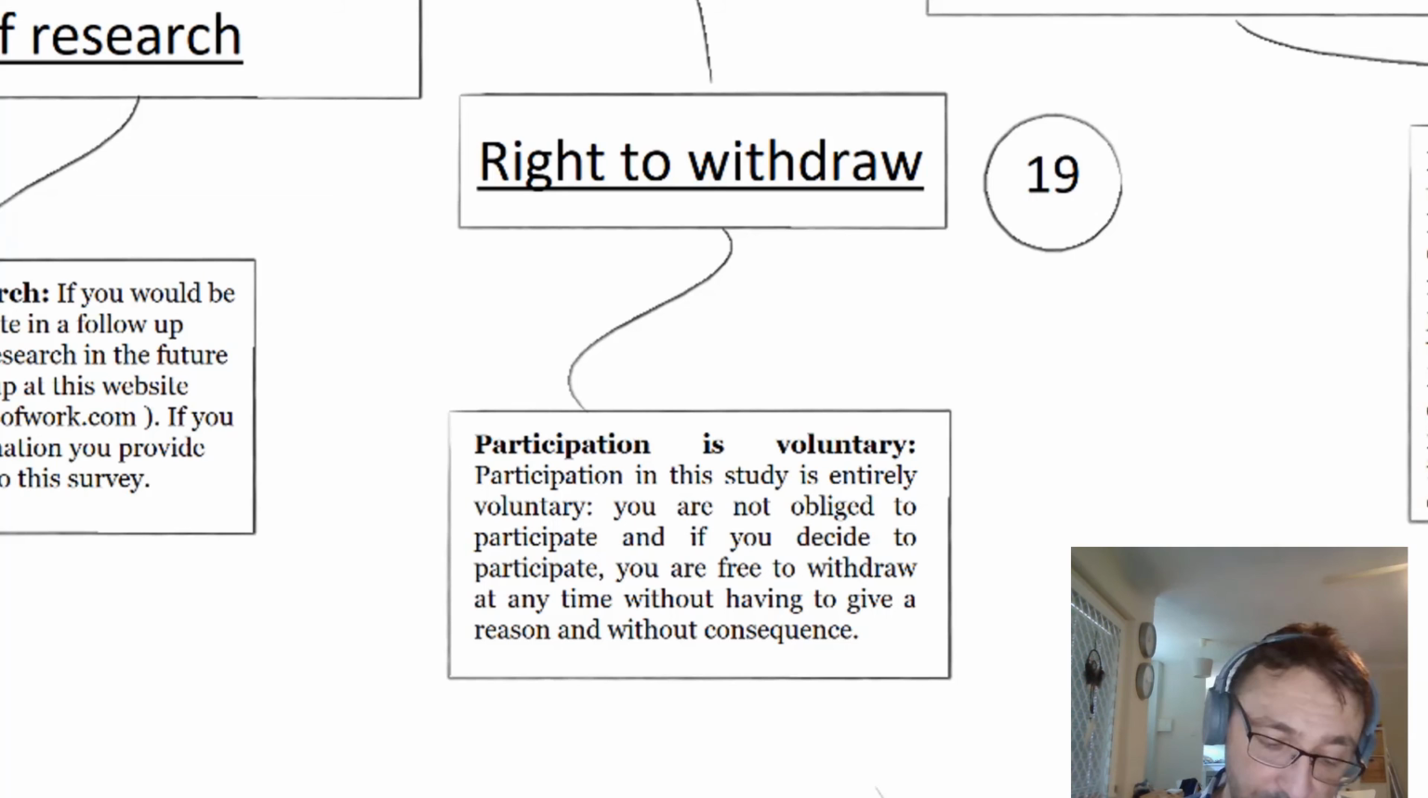To make it informed consent, you need to remind people that they can say no. So this is where you say participation is voluntary, you are not obliged to participate, and if you decide to participate, you're free to withdraw at any time. So they can stop at any time without giving a reason and without any consequences. That's crucial.